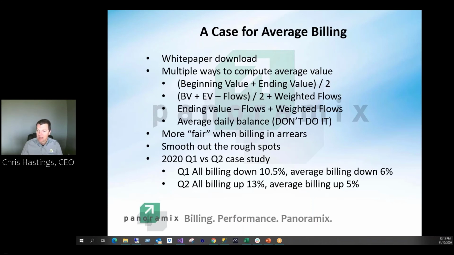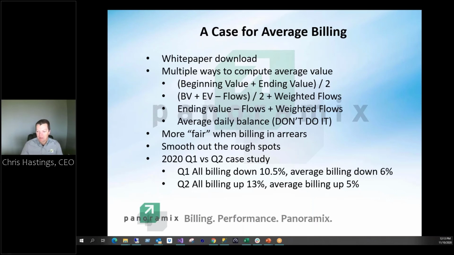Or you can simply use the ending value as your starting point and then work back in with your cash flows. Each of these will give you a number that is between the starting value and the ending value. That's kind of what an average does. The benefit of any of these methods is that all of the numbers can be found and verified on a custodian statement. That is the benefit of not doing an average daily balance, but computing things with weighted cash flows, because you have those on your statement.